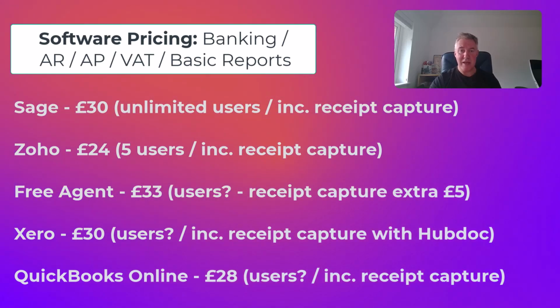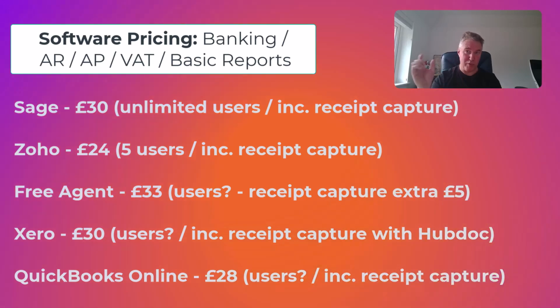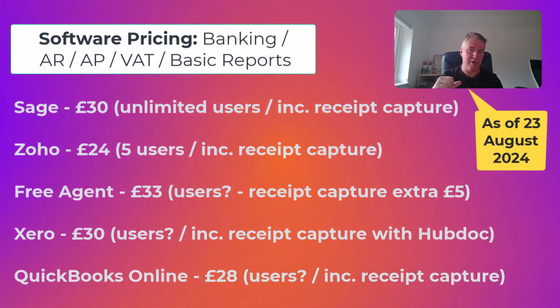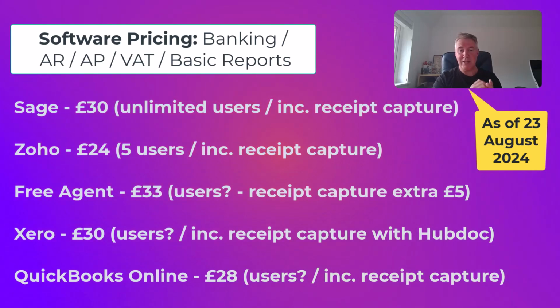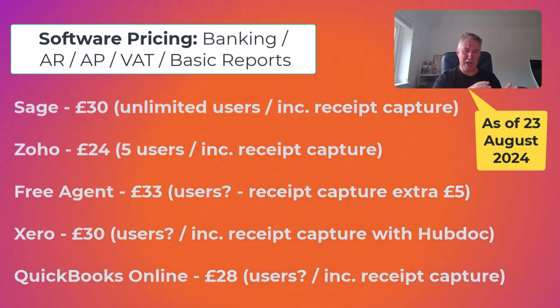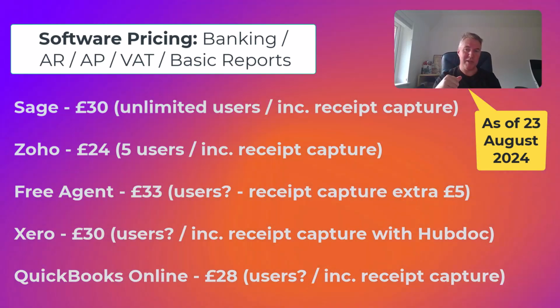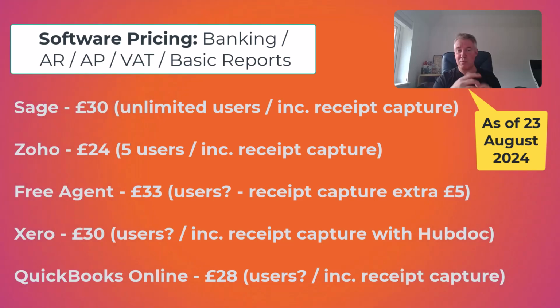Free Agent, it's £33 a month for the limited company option that I selected. I'm not sure exactly how many users that is. I'll have to contact them to find out for sure. Receipt capture is an additional £5 a month. Free Agent, though, is available for free, depending on who you bank with, so something to perhaps consider. Xero, £30 a month. Again, I'm not sure how many users, it's not clear on the website. That does include receipt capture with HubDoc.